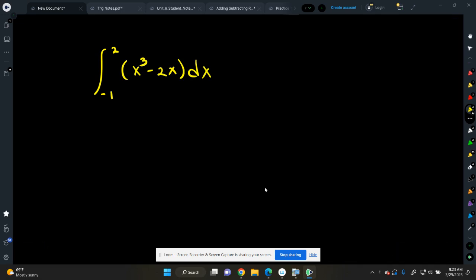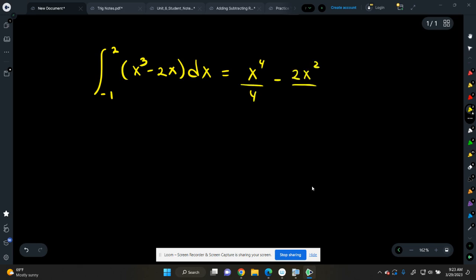This is what's called a definite integral. So how do I do this? Just do the normal, right? So we would get x to the fourth over 4 minus 2x squared over 2, right? We add 1 to the exponent, and then we divide by that exponent.